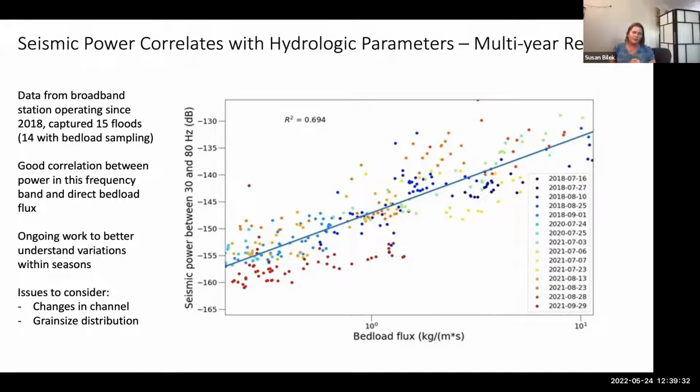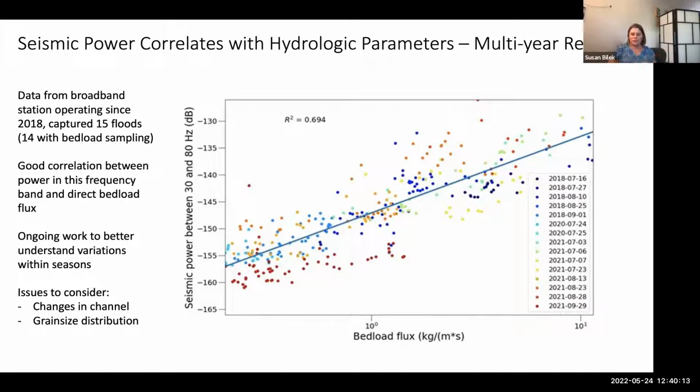And it's looking at the seismic power between 30 and 80 hertz as a function of the measured bedload flux. Given the range of events, it is still a good correlation of almost 0.7 R squared value here. But you can see the different dot colors are different flood events. And there are clearly differences between some of the floods, such as the last one from this most recent season, which has significantly lower power for a given bedload flux than what we saw earlier in the season.